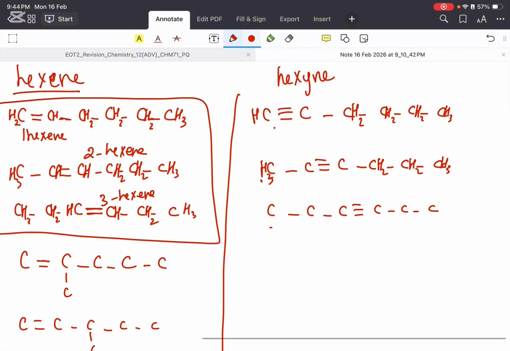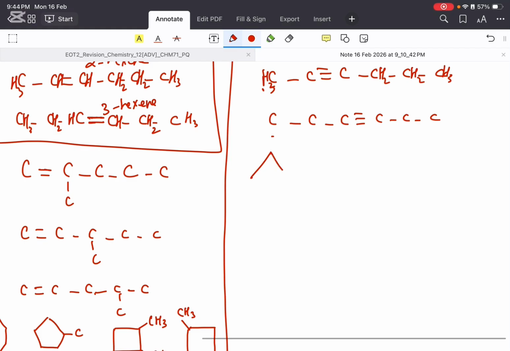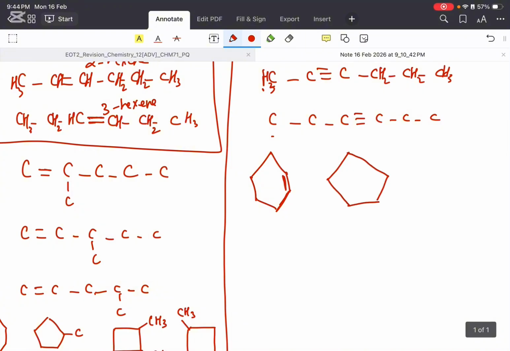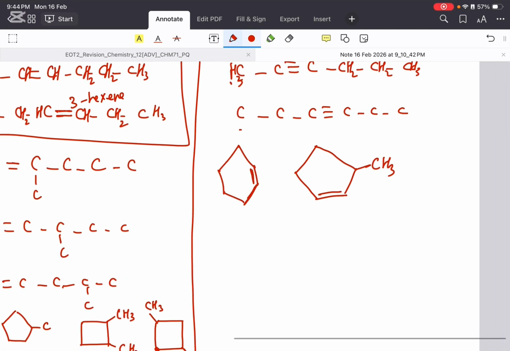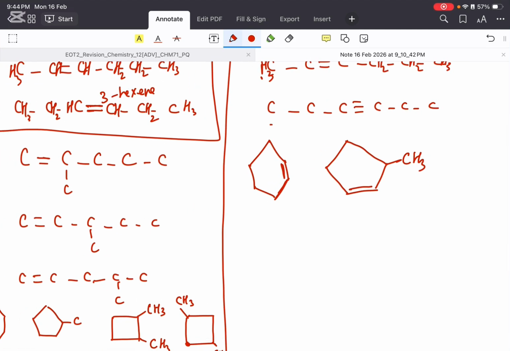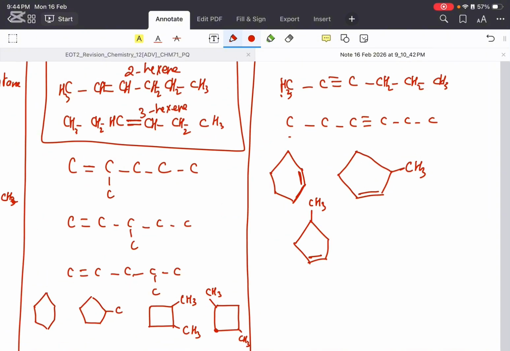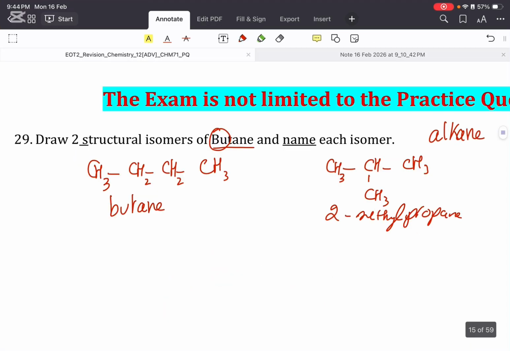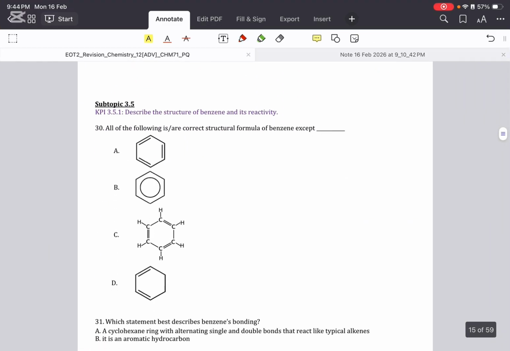Or in the hexyne, I can do a cyclohexene, only one double bond you have to do. Or a cyclopentene with a triple bond here, a double bond here and a branch here. Or maybe the branch, let's make it a bit far from the double bond. And so many options. I hope that you get the point of drawing isomers.